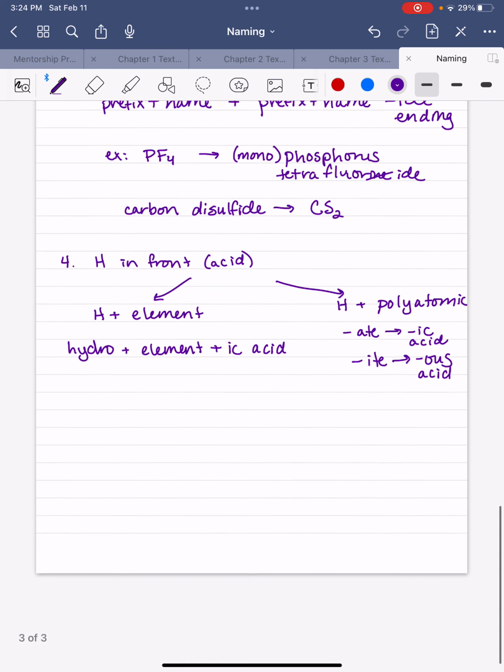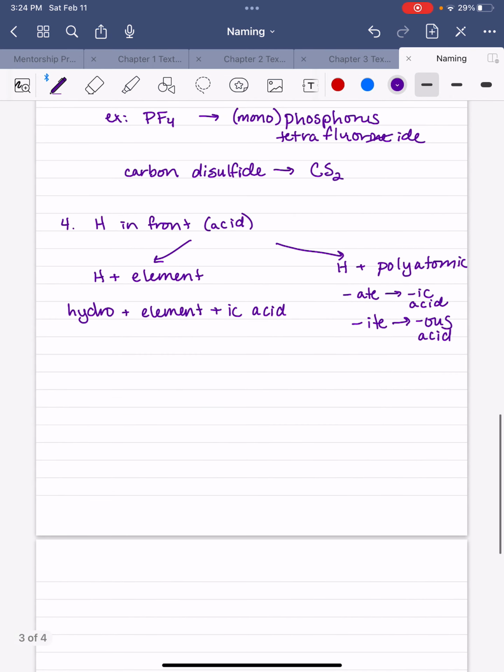Let's do a bunch of examples. So let's say, for example, that I wrote hydrofluoric acid. Because we have hydro in front, that tells us that it's just H with one other element, and the element is fluorine. And since they're both plus 1 or minus 1, when we write the formula, it's just HF.